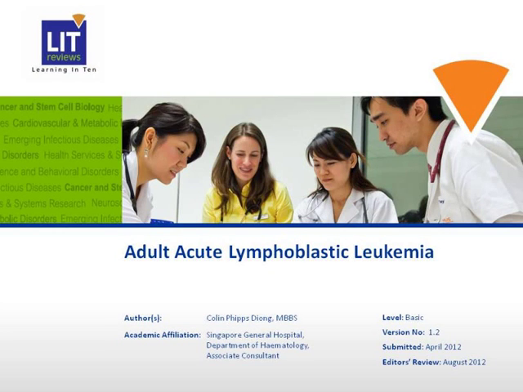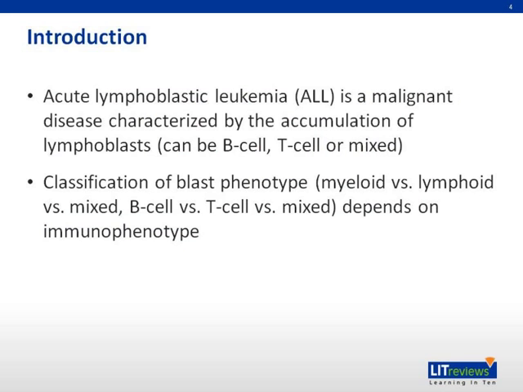This is a lecture on adult acute lymphoblastic leukemia. Acute leukemias are diagnosed when bone marrow or peripheral blood contains 20% or more of blast cells.